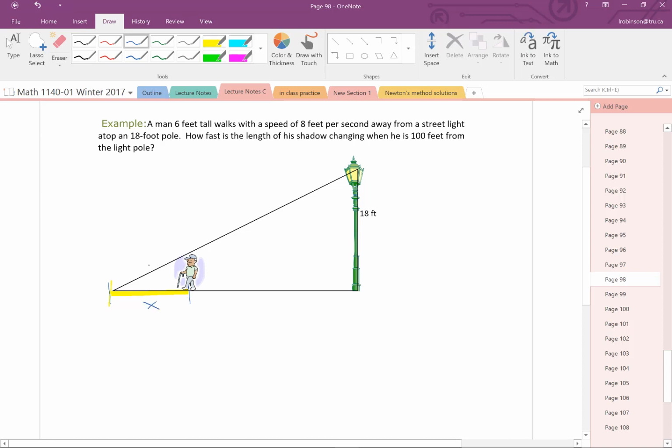We could call that x, say. Now his height is fixed. It's 6 feet. And then I guess we're probably going to need this distance too, because it tells us how fast he's walking away from the pole. We could call that y.